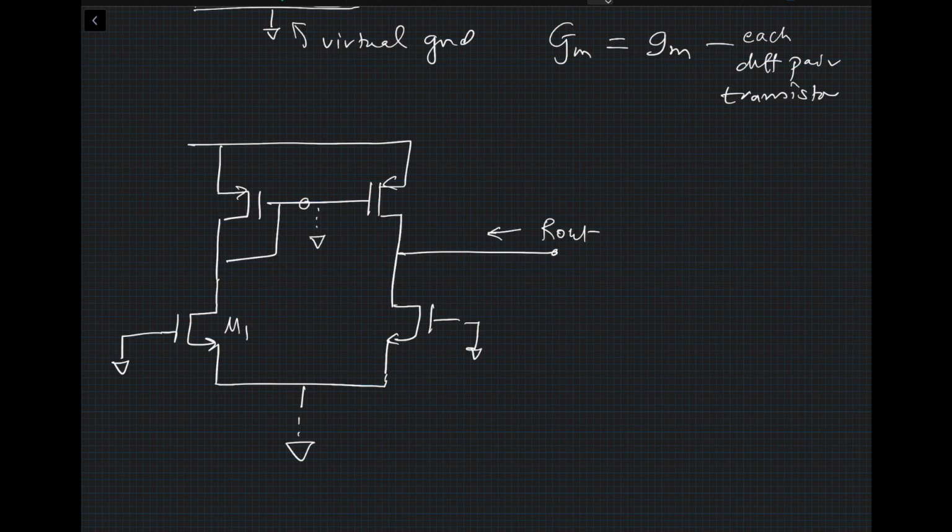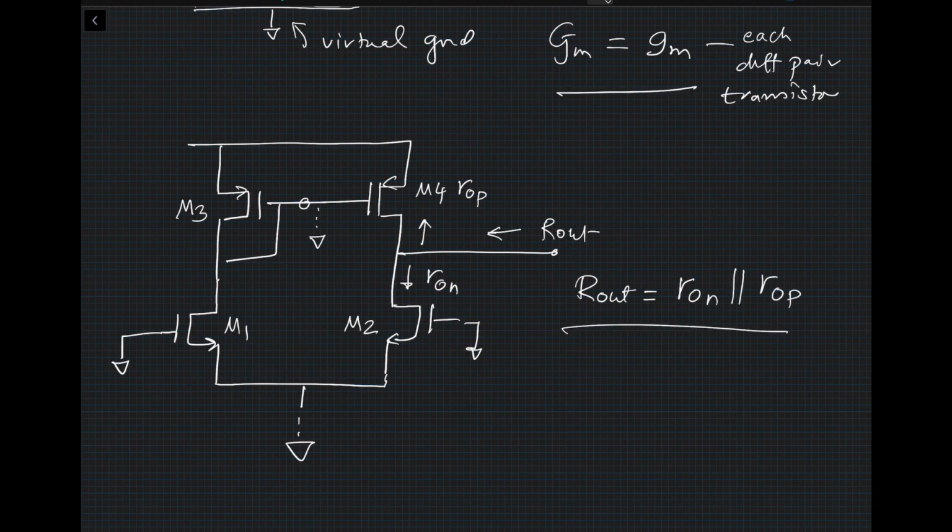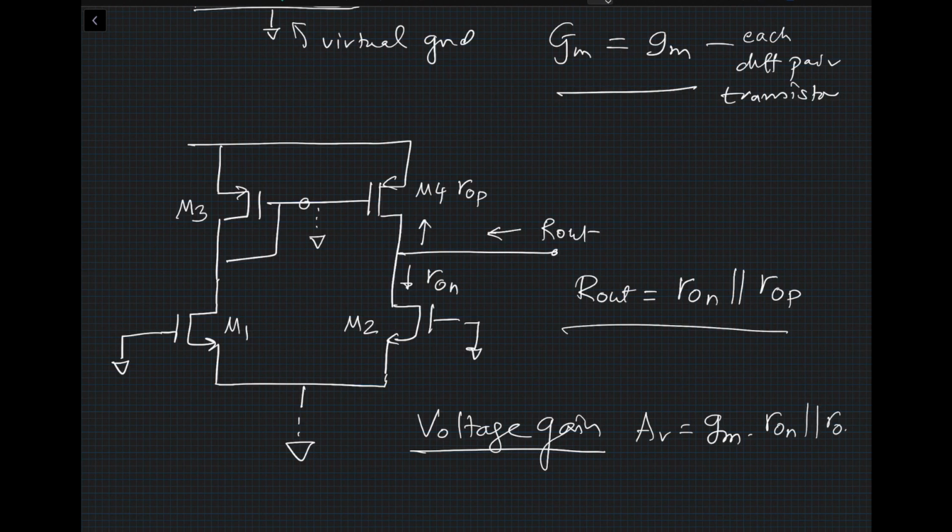Since both the transistors, the PMOS and NMOS, M4 and M2, are in saturation, looking up you should see R out P, and looking down I should see R out N. R out being the output resistance of the transistor, right? Then R out will look like RON in parallel with ROP. Looking at these two, the voltage gain AV will be equal to GM times RON parallel ROP.